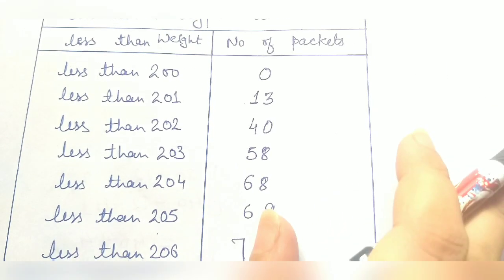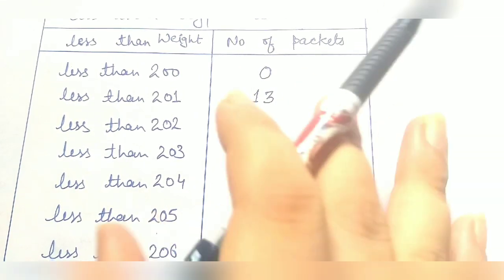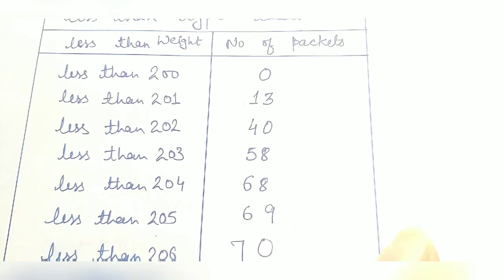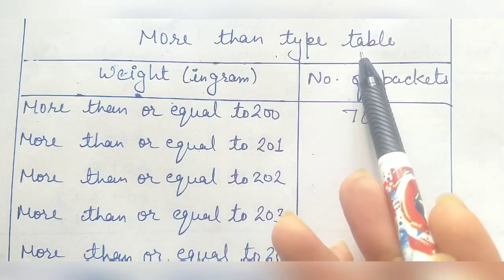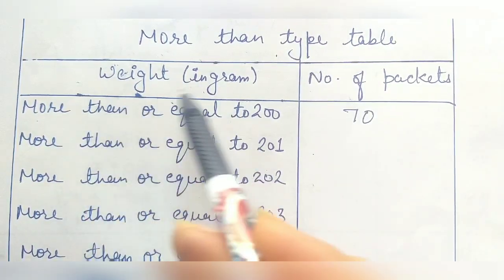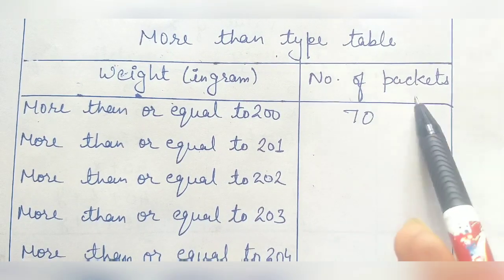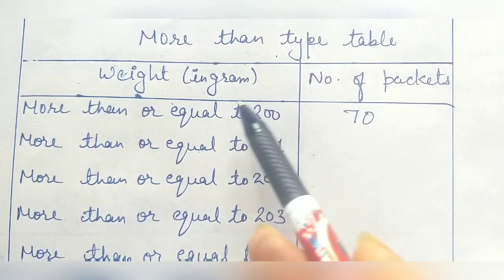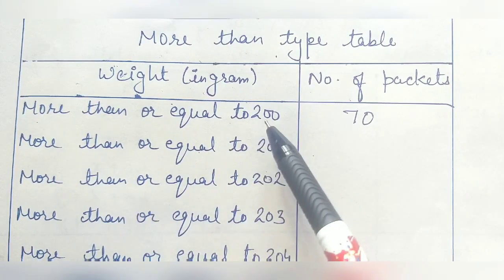Now we will make a more than type table. Then we will solve this particular question. For this table, in the first column we will write weight in grams, and in the second column number of packets. Here the lower limit is 200. We will start from 200.